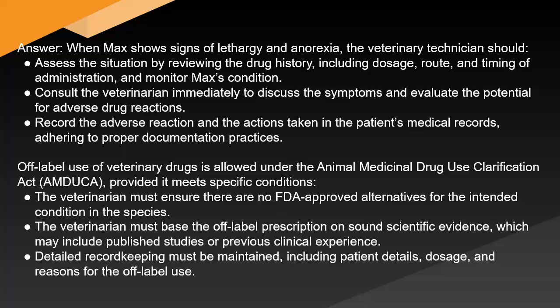Off-label use of veterinary drugs is allowed under the Animal Medicinal Drug Use Clarification Act (AMDUCA), provided it meets specific conditions. The veterinarian must ensure there are no FDA-approved alternatives for the intended condition in the species. The veterinarian must base the off-label prescription on sound scientific evidence, which may include published studies or previous clinical experience. Detailed record-keeping must be maintained, including patient details, dosage, and reasons for the off-label use.